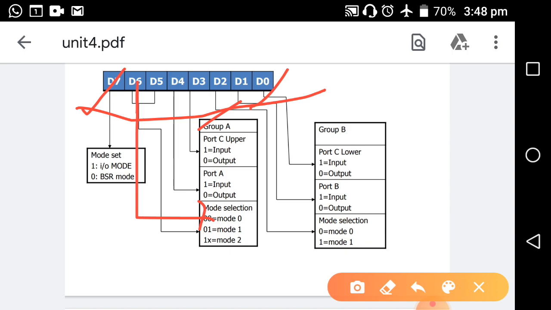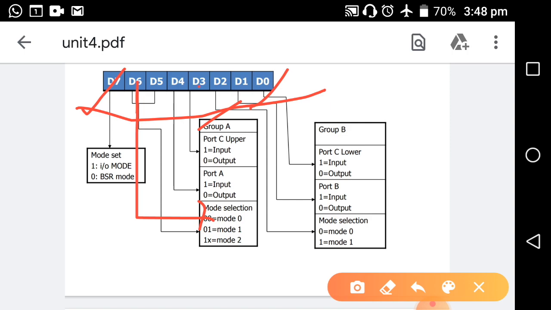And group A can work in mode 0, mode 1 and mode 2. For this mode selection, if the D6 and D5 bits are 0 0, then group A is selected in mode 0. If the D6 and D5 bits are 0 1, then group A works in mode 1, and if the D6 and D5 bits are 1x, 1 don't care, then group A can work in mode 2.